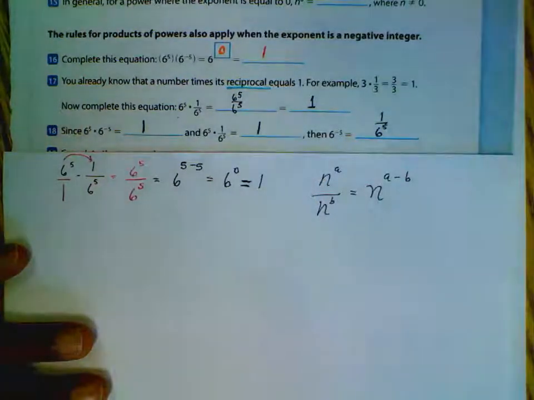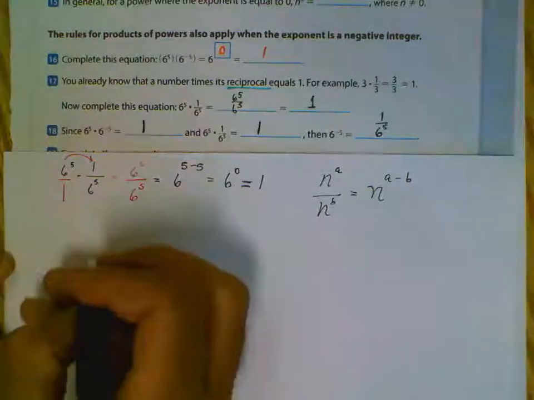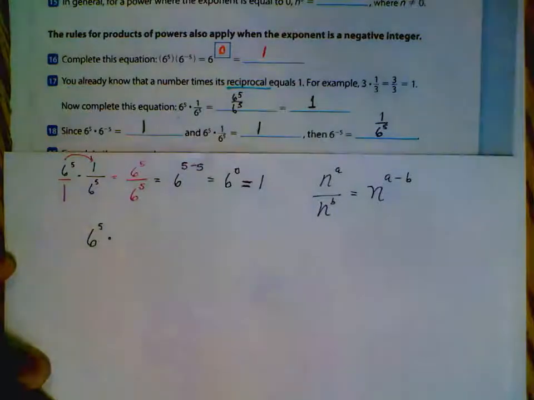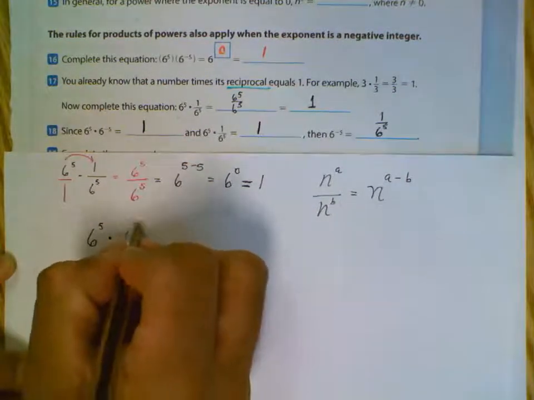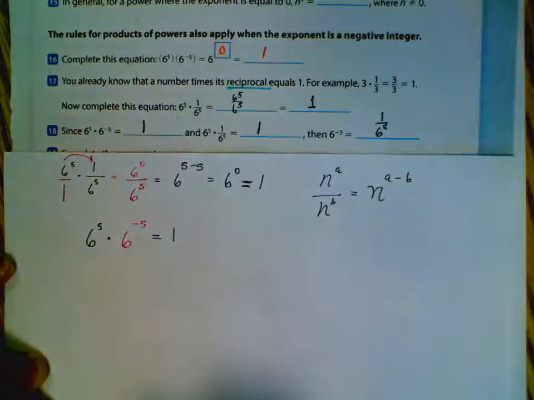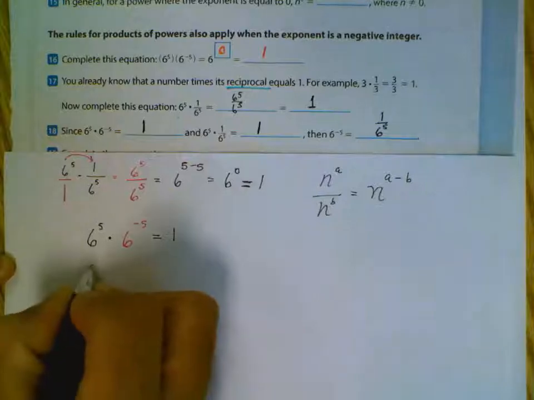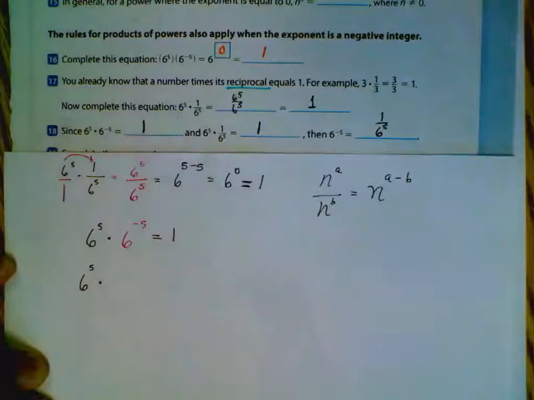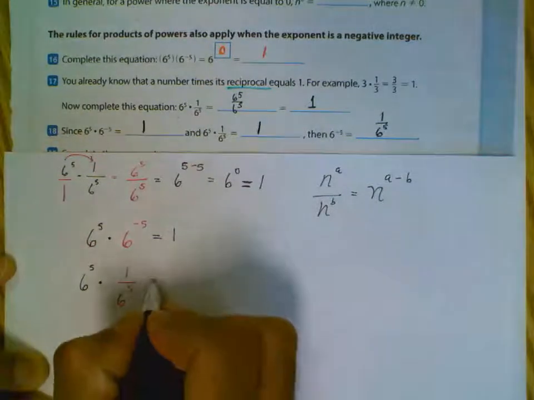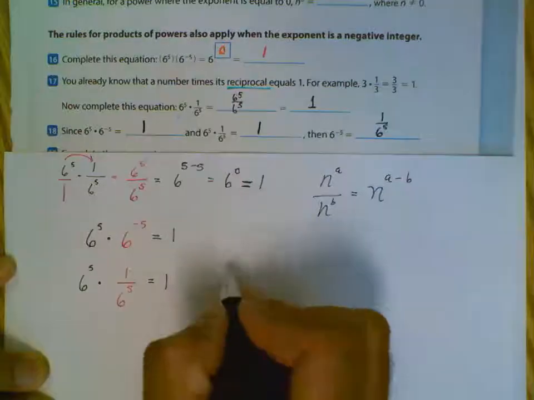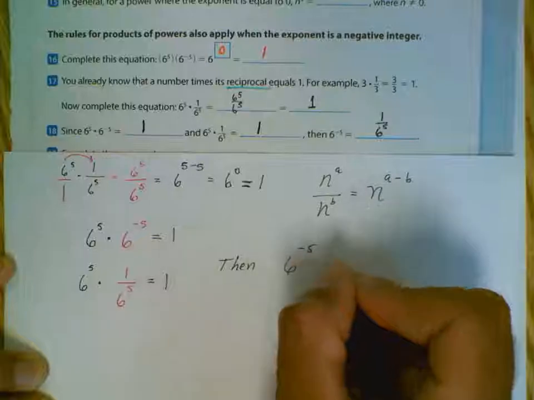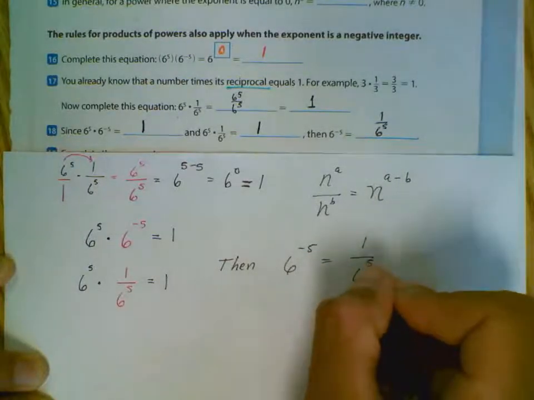And I'm going to explain it in a different way. For example, you have 6 to the 5 times 6 to the negative 5 is equal to 1. And then we have that 6 to the 5 times 1 over 6 to the 5 equals 1. Then we said that 6 to the negative 5 is equal to 1 over 6 to the 5.